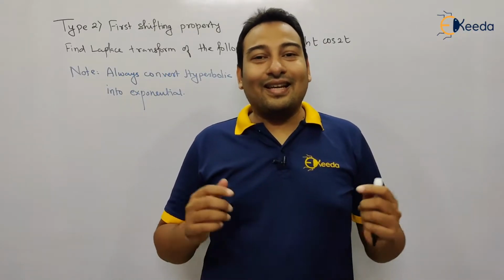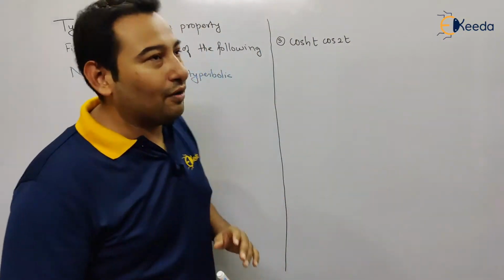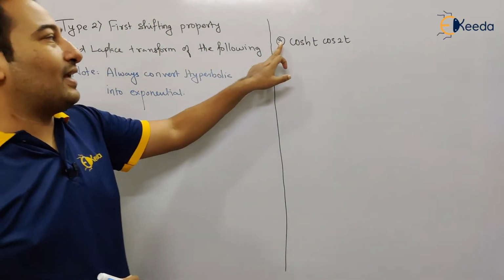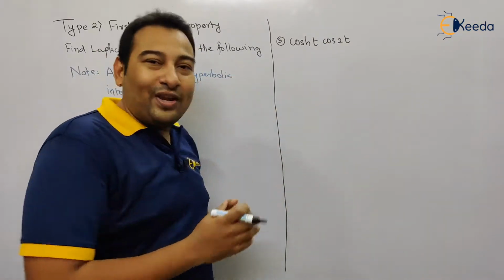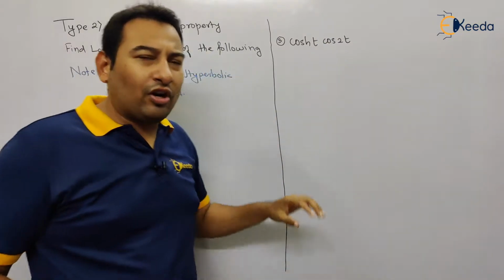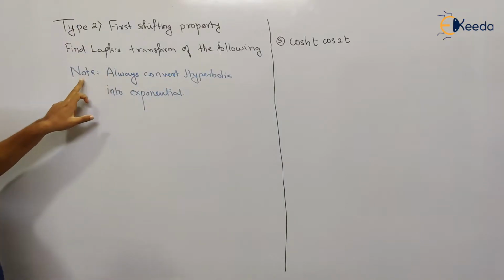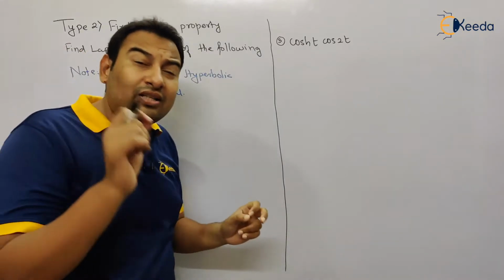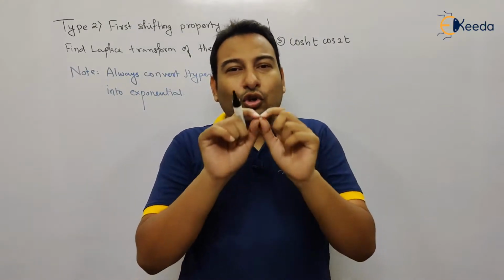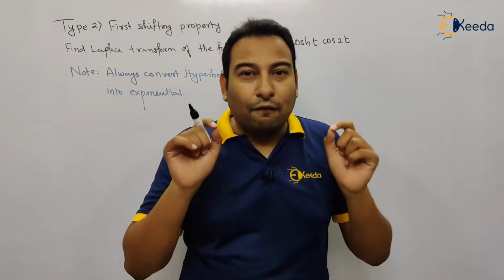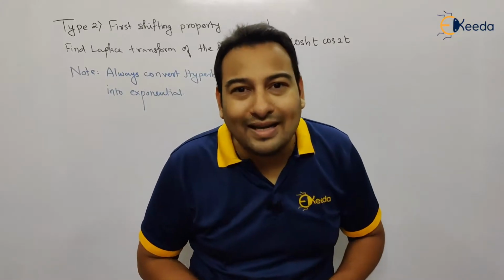Welcome back friends. Let's discuss the third example on first shifting property. So this example is cosh t into cos 2t. Before going ahead, let me discuss a very important point, which is written here, and this is a must remember note. Whenever you get a question of Laplace transform, the first thing that should come in your mind is this note.